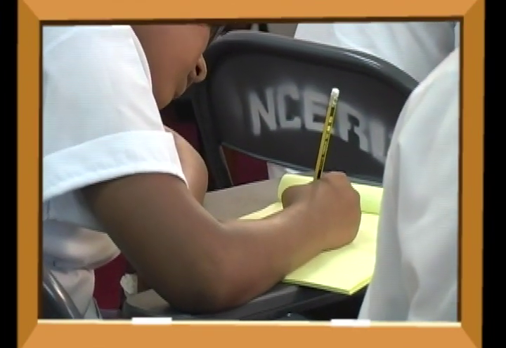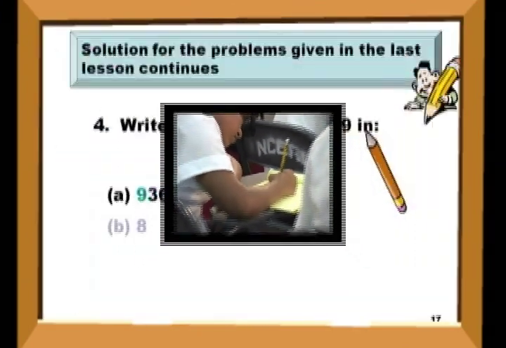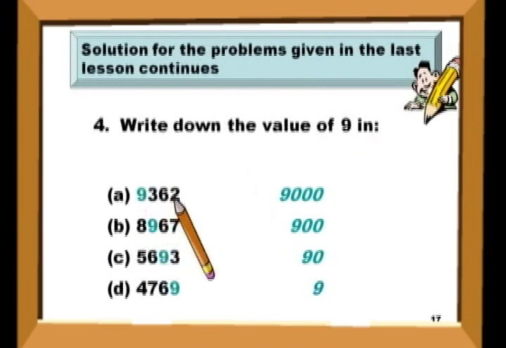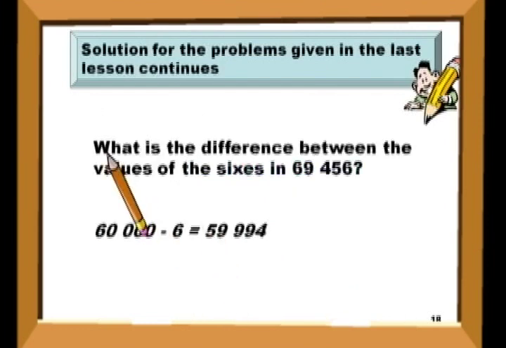From 2 we went to question 4. Write down the value of 9 in 9,362, and the value is 9,000. B, 8,967, the value of the 9 is 900. C, 5,693.90, and D, 4,769.9.